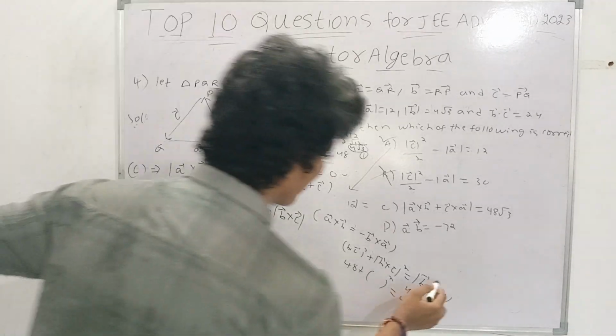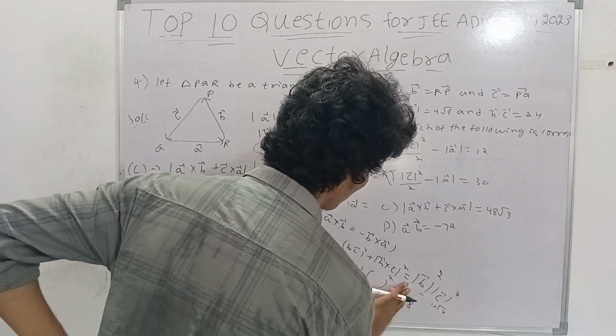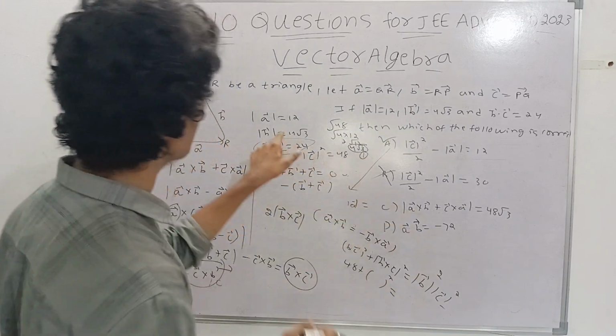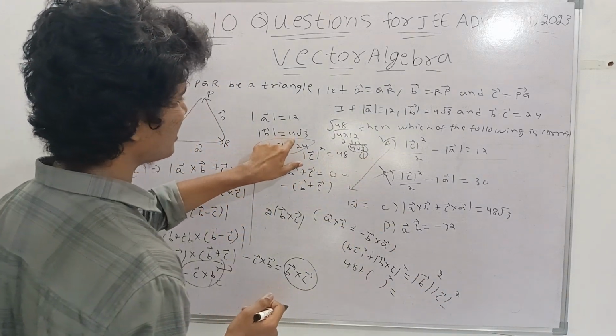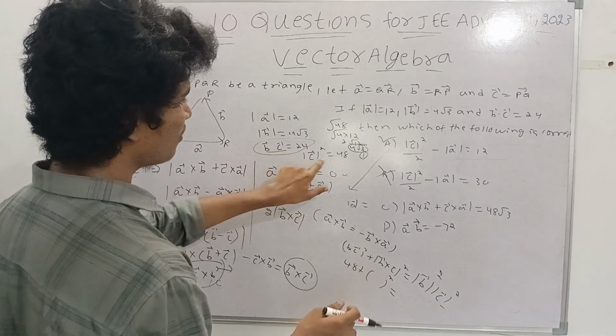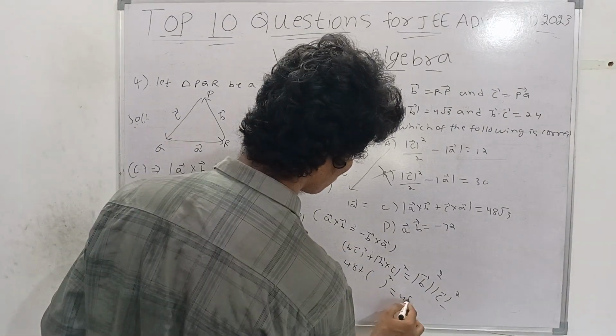And here it is square now. I forgot to mention, it is square. What is B dot square? It is 48. 48 into 48.